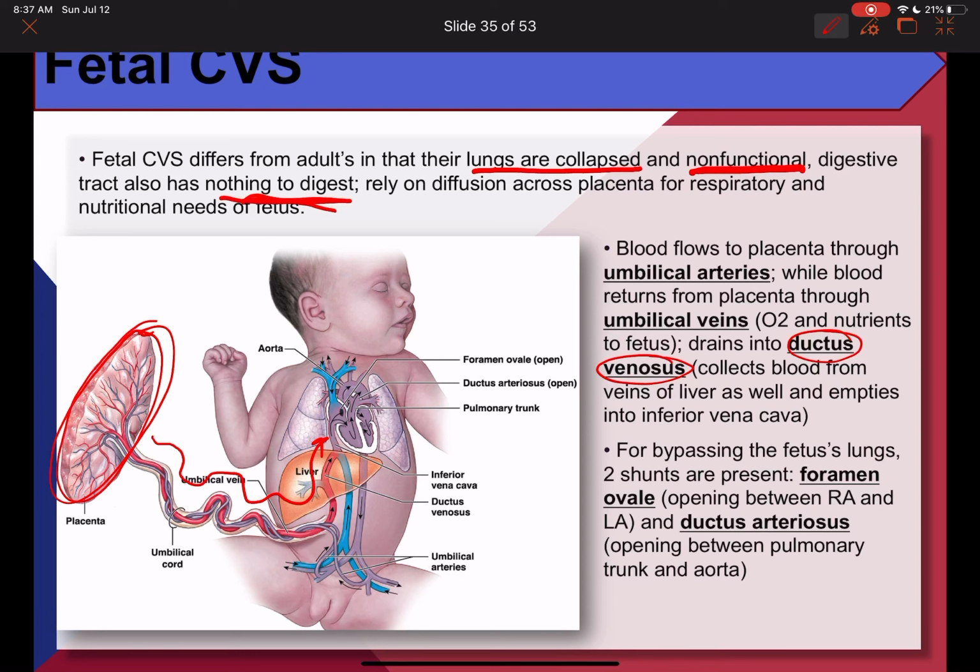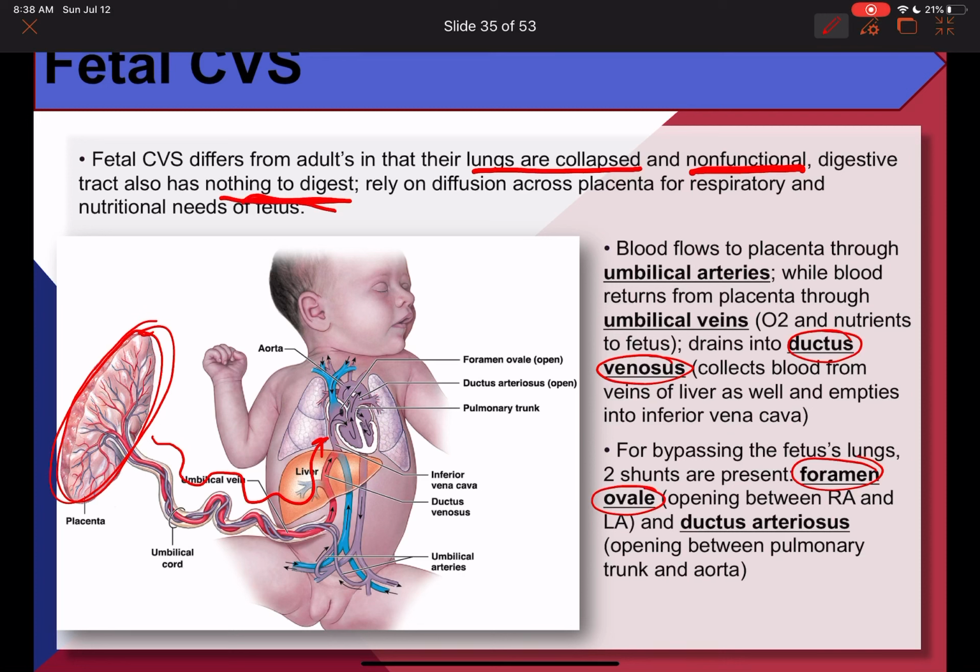So there are two unique structures present for blood to bypass the lungs, or pretty much skip over the pulmonary circuit. First, an opening exists between the right atrium right here and the left atrium right here. You see that little black circle right there? That's the opening, a hole called the foramen ovale.